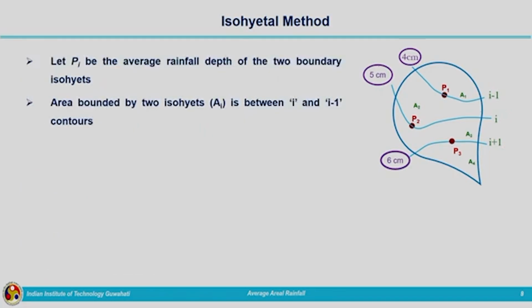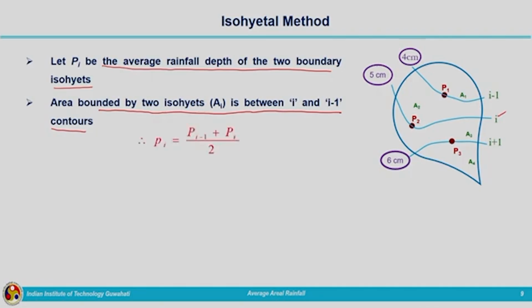Now, what will we be doing? We will be assuming, let Pi be the average rainfall depth of the two boundary isohyets. That is, we are having the ith isohyet, and let Pi be the average rainfall depth corresponding to that isohyet. The area bounded by two isohyets, between the ith and i minus 1 contours, we can calculate by using a planimeter or by any other technique, a computerized technique. We can calculate the area between two isohyets.